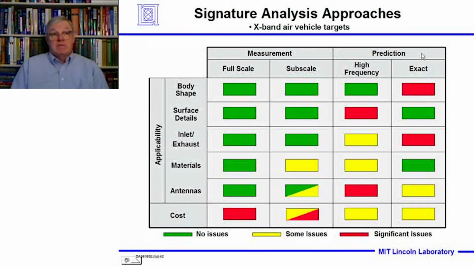In terms of predictive methods, the high frequency methods are very good on body shape, but on surface details and antennas, they're a problem. And there are moderate issues with inlets and materials. Now, relative to prediction with the method of moments, body shape is a real issue because if it's got complicated body shape, you've got huge numbers of facets. But it can take care of surface details very nicely. Inlets and exhausts are a big problem because of the facet issues in modeling them. The materials you can handle quite nicely with this method, and the antennas are a moderate issue.